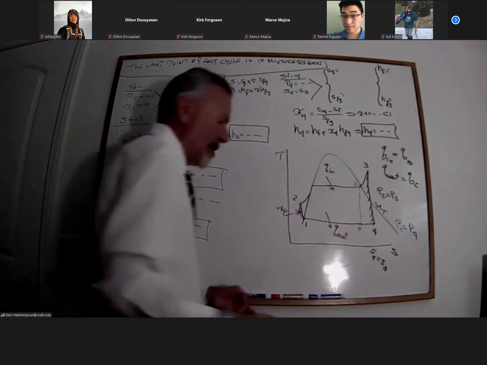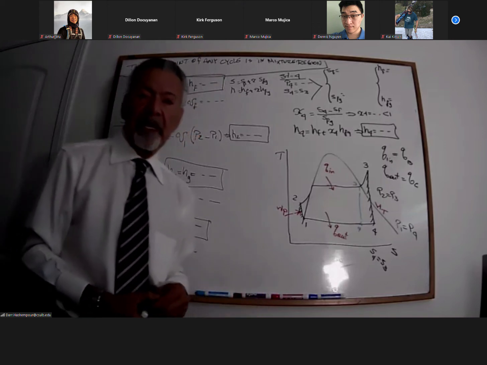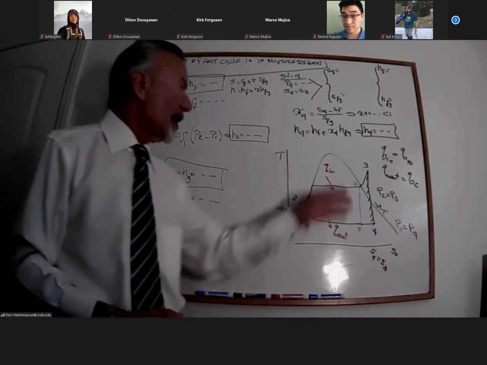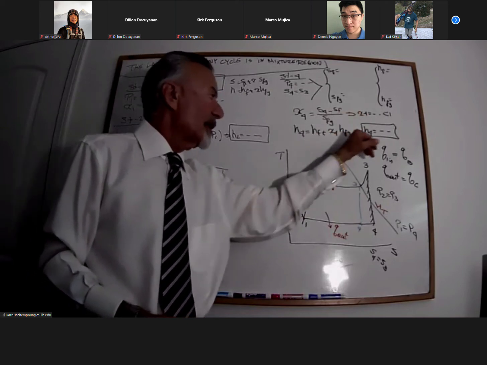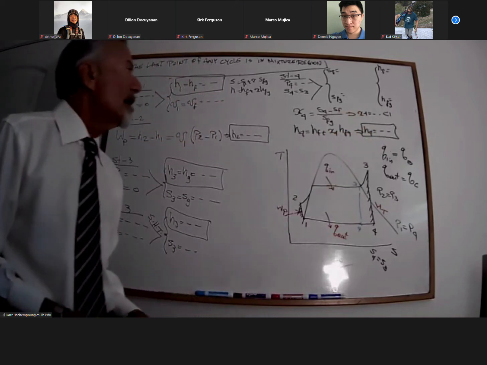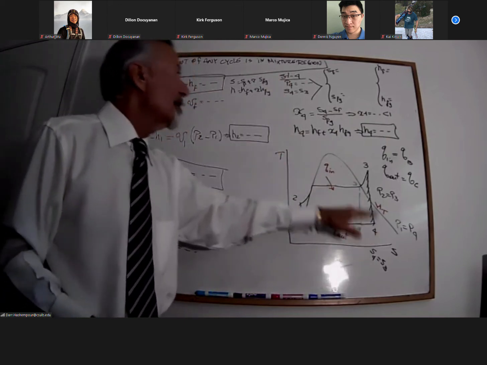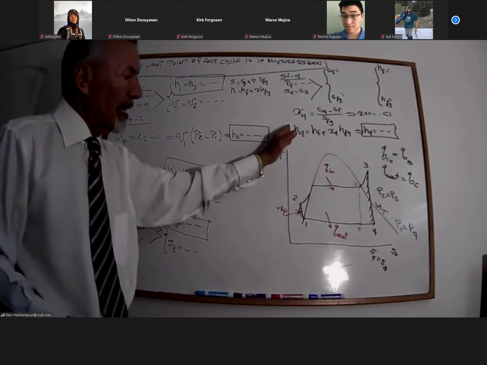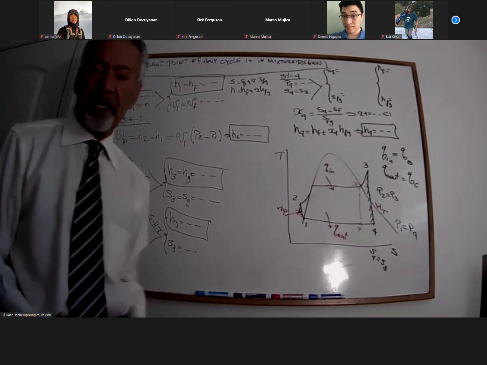Because there is no table for a mixture of liquid and vapor, that's why we have to find the quality. Based on that quality, then we find the value of H4. So anytime you have a point in a mixture region, you need to follow these steps in order to find the value of H for that point.